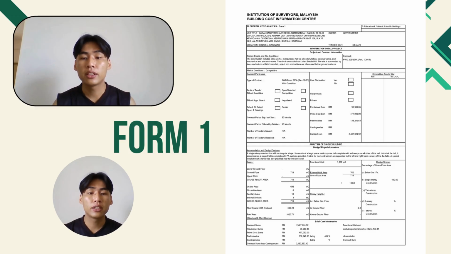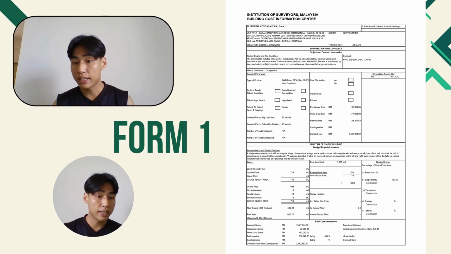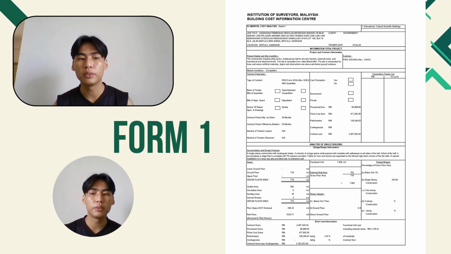ECA, elemental cost analysis, is used to break down and analyze the total construction cost of the project by individual elements or components such as substructure, superstructure, finishes, and services, and so on. This allows the cost planner, clients, and the contractor to understand where the money is being spent and helps with budgeting, benchmarking, and cost control.